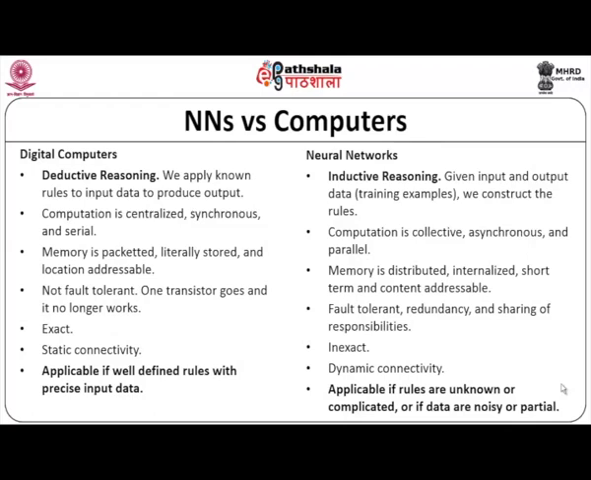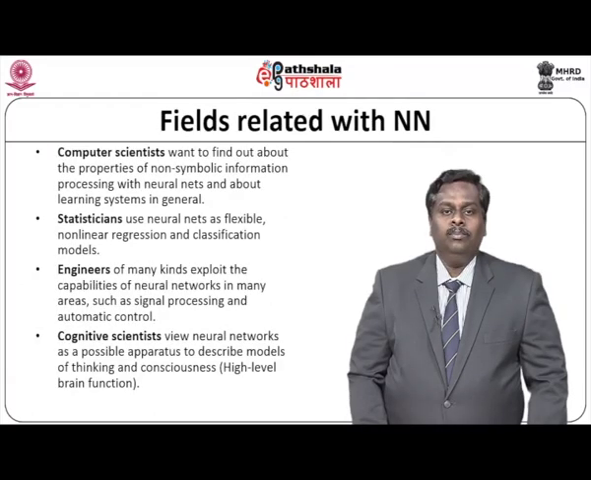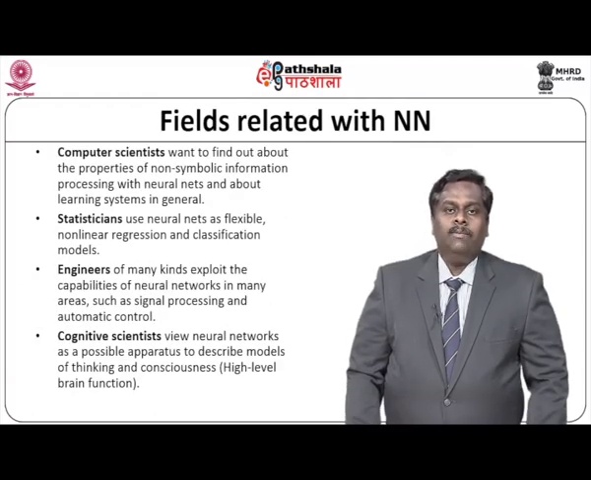The outputs of digital computers are exact, but in a neural network based computational environment, the outputs are going to be inexact, and moreover it is dynamic in nature, whereas in a digital computer it is static in nature. Based on these differences, you can understand the working of a general computer and a neural network based computational environment. Now, what are the various fields that are related with neural networks?